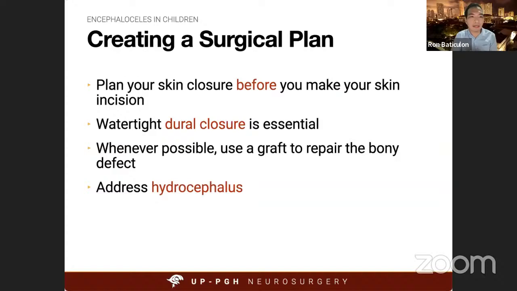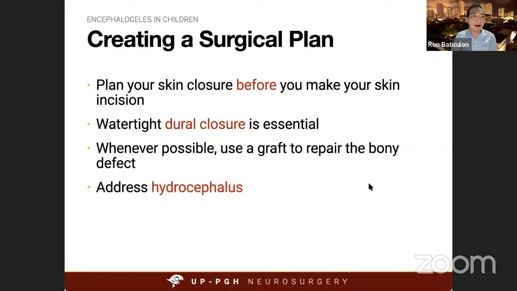Watertight dural closure is essential. Now, this is the most important part of the surgery. We need to make sure that you repair the dura properly. If you could not repair it properly with primary intention, then try to graft it using pericranium, even fascia lata. I tend not to use artificial dural grafts in children. I personally observed a higher incidence of CSF leak with this. So as much as possible, I try to use native tissue.